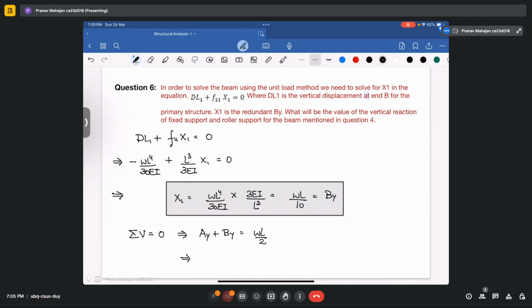Okay. So it means your Ay will be equal to WL by 2 minus WL by 10. So this value will come out to be 8WL upon 20, so 4WL upon 10, 2 by 5, so WL upon 5. Okay.